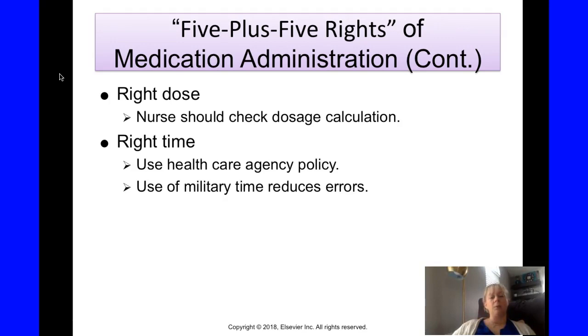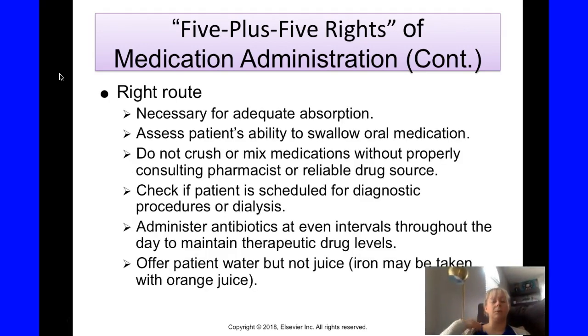And the right time, what's the policy? For example, if a med is due at 9 o'clock, some places give you an hour before to an hour after. Some other places give a half hour before and half hour after. So if it's due at 9, 8:30 to 9:30. Use of military time reduces errors. If you don't know military time, you will be getting to know it, especially if you work PMs and day shift.